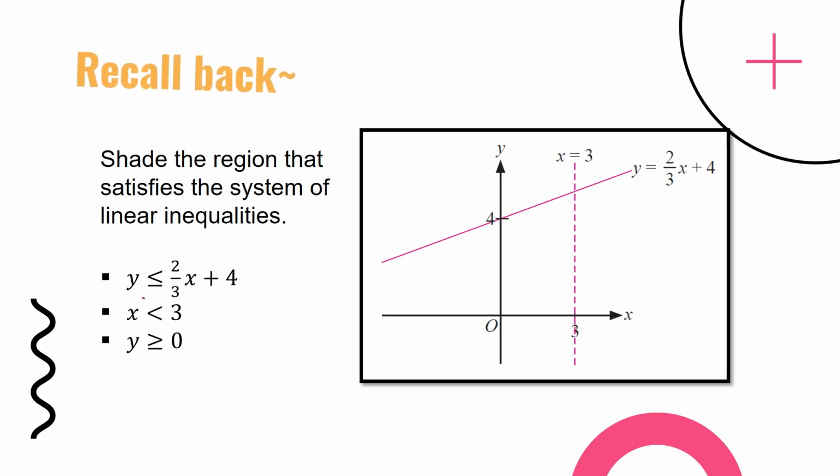Okay, first for the first linear inequality, I will use a red pen. From this graph, this is the straight line for the first linear inequality, which is y equal to 2/3 x plus 4. Then we take a look at the inequality sign, which is lower than or equal. If it's lower than or equal, it must be in the below region. So the below region is this area. I will shade this area.